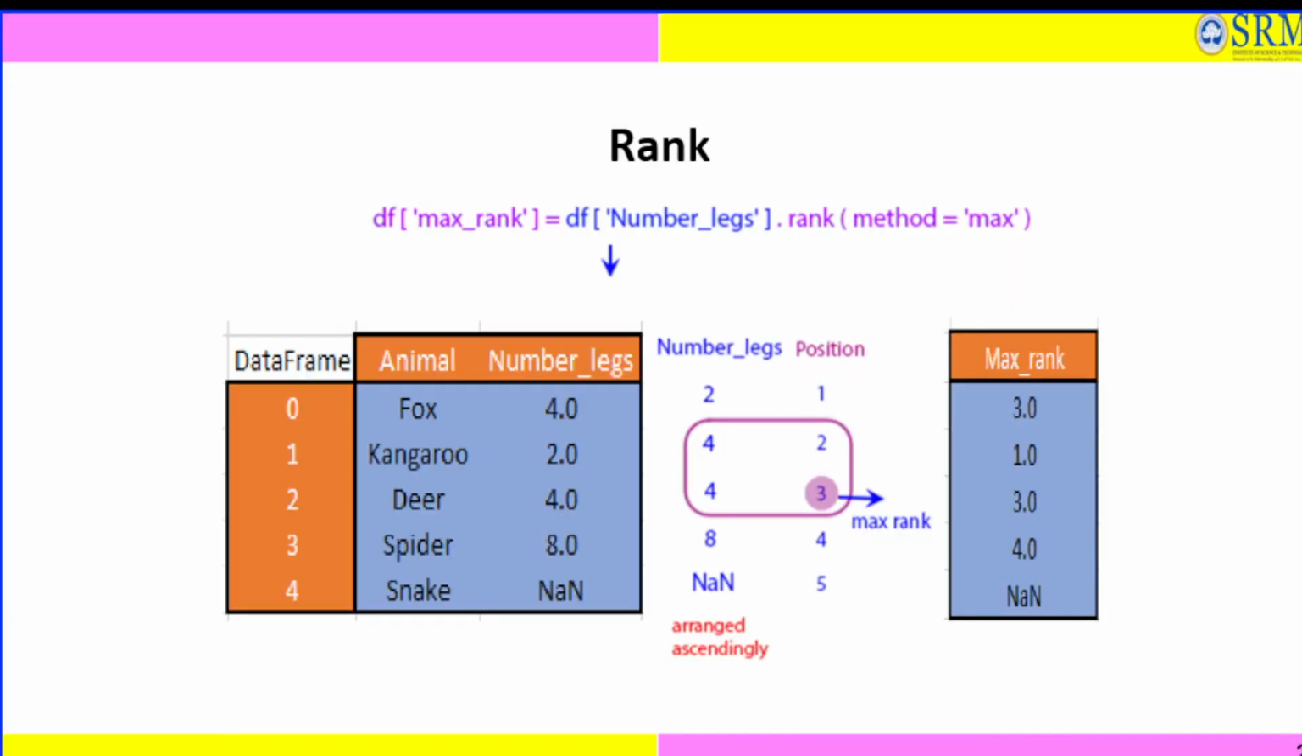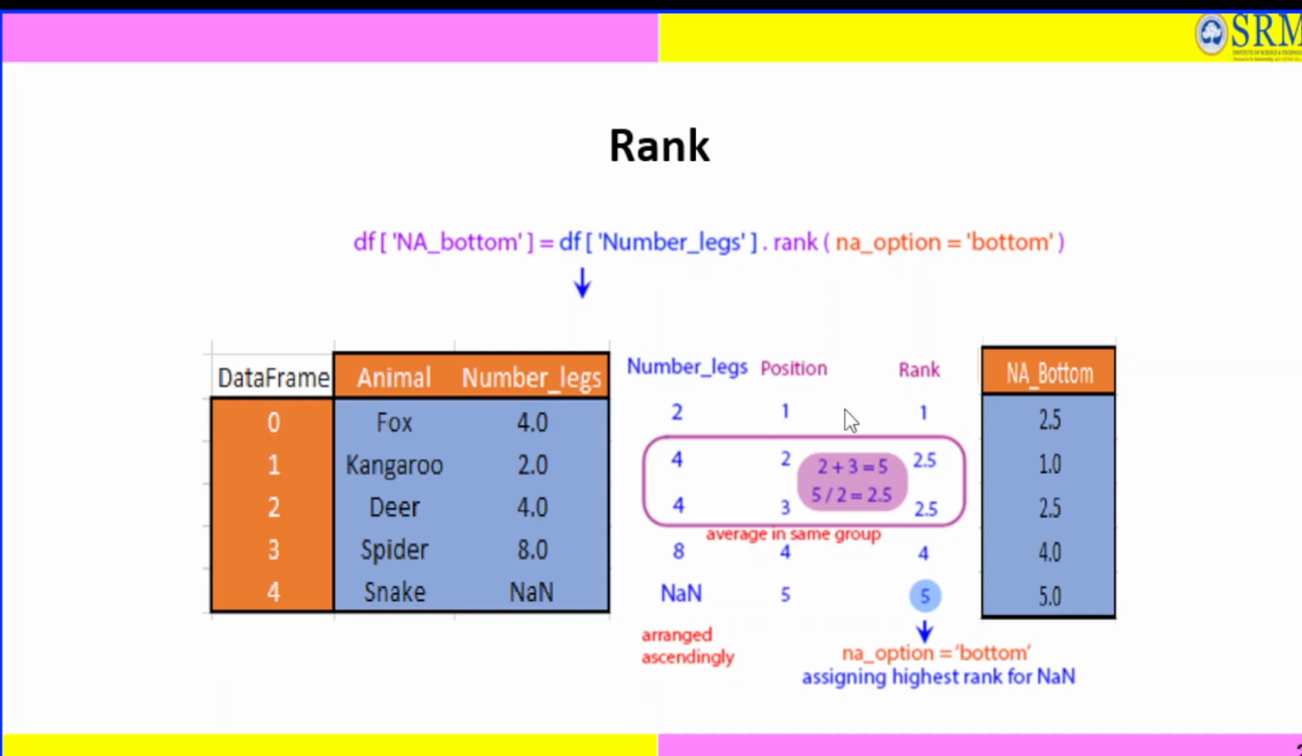The next one is method equal to max. Here, whenever I have two same values, in the previous case we took the average of it. Here, whenever we have same values, we are going to fix the maximum rank for both the fields. So whenever I have 4, it will be filled with the max rank, which is nothing but 3 and 3.